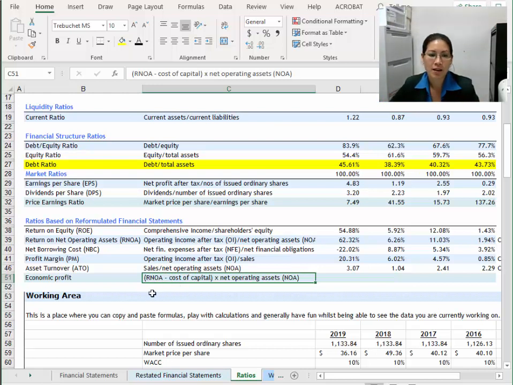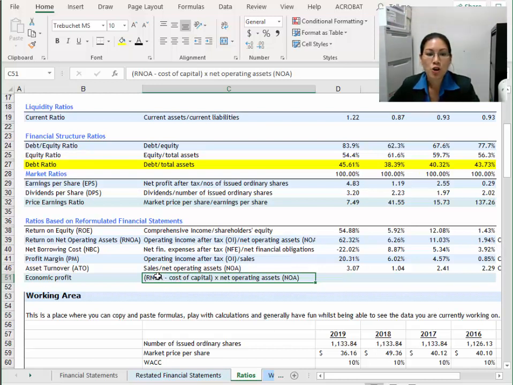And we've already calculated R-NOA up here. R-NOA is the one that you've calculated in your restated ratios. Cost of capital, we identified down here. If you found and used your company's weighted average cost of capital, this is where it'll come into play. If not, like me with Wesfarmers, just use 10%. That's what the assignment tells you to do. Multiplied, so this gives you a percentage figure.